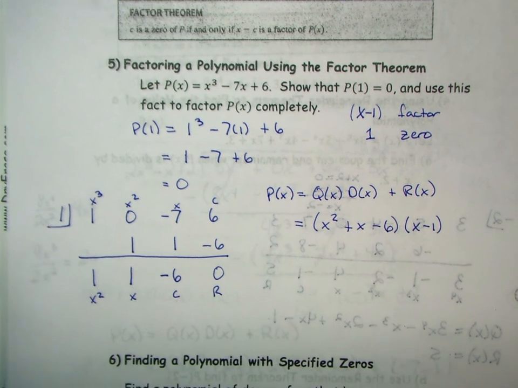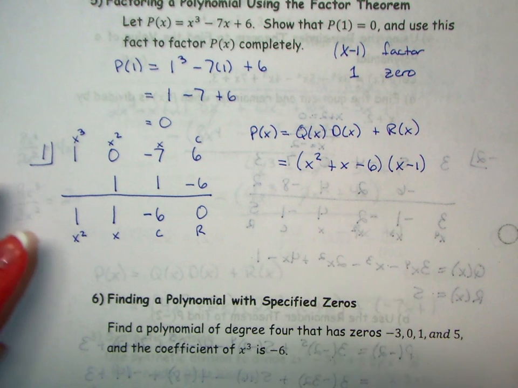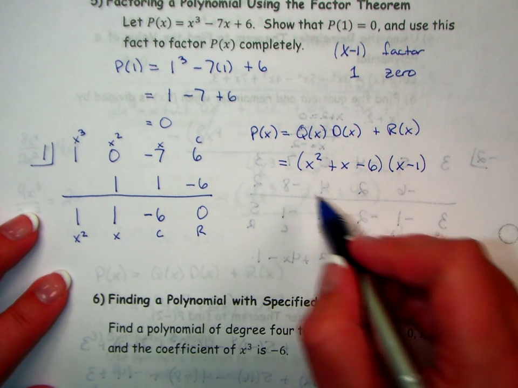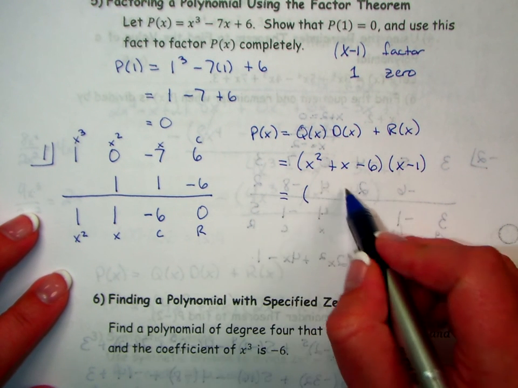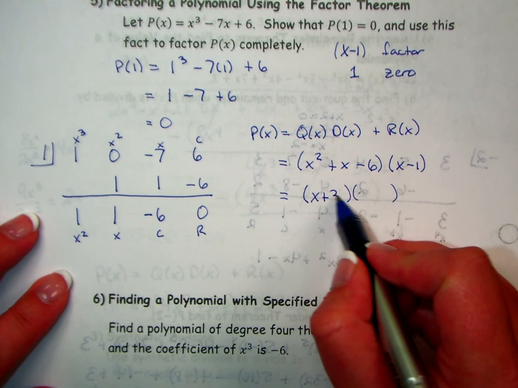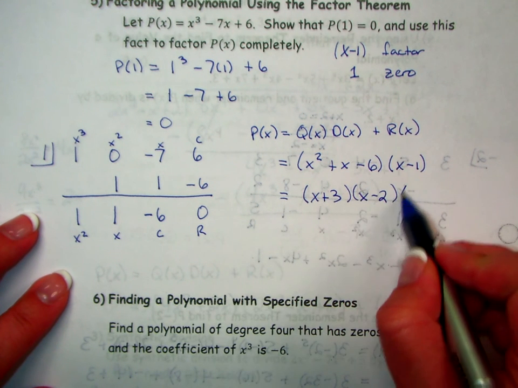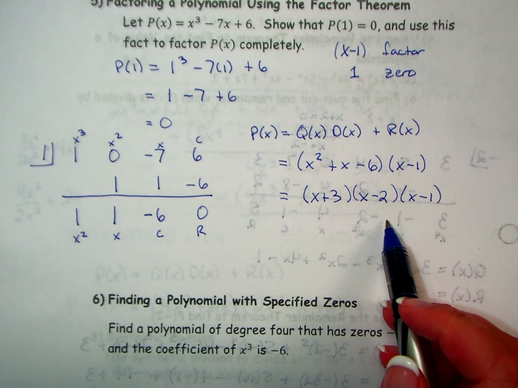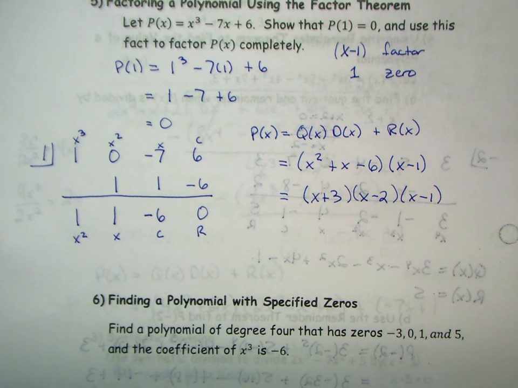Now it's not factored completely, because if our factors factor, we've got to keep going. So this quadratic would factor one more time to get x plus 3, x minus 2, and then the x minus 1 is still there. So here is our polynomial completely factored. All right, I'm going to work the next example in the next video.